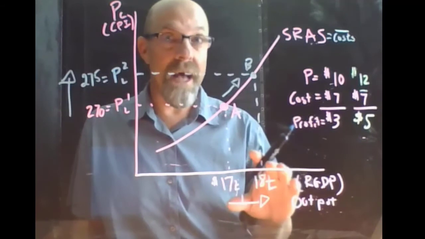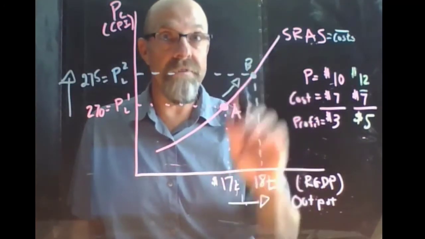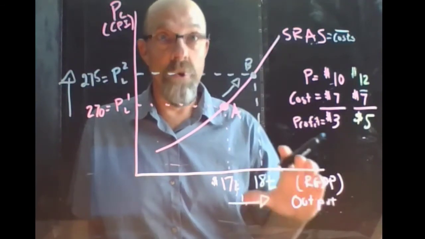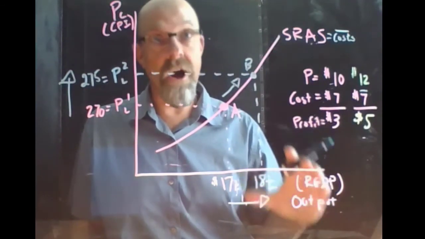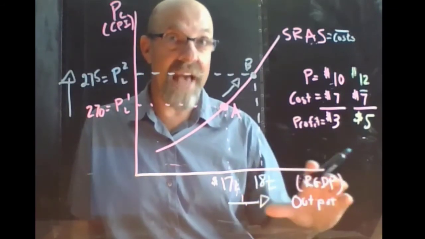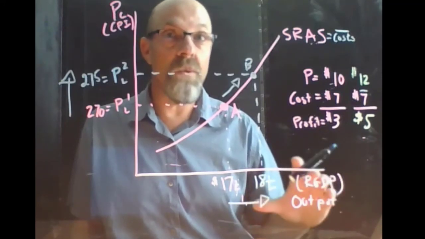One thing to keep in mind is that along any single short-run aggregate supply curve, we're assuming that the costs that exist in the economy remain constant. So that is the costs of land, labor, and capital, the costs of taxes, the current level of technology and productivity all remain constant.